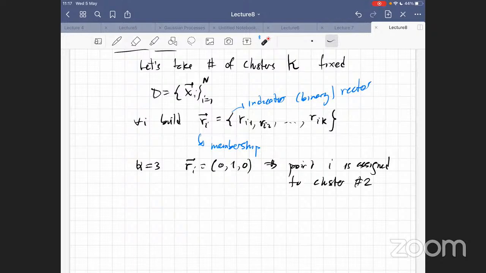So we may know the number of clusters, but not the labels, meaning in which cluster each data point belongs. Or we may even know nothing of this, and you just need to optimize for the number of clusters also. Yeah, exactly. Okay, I see.